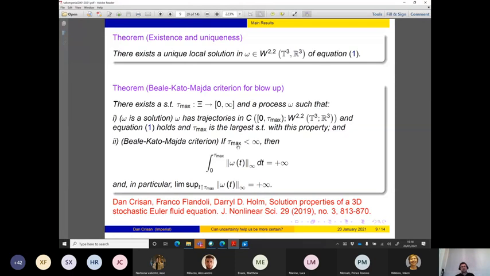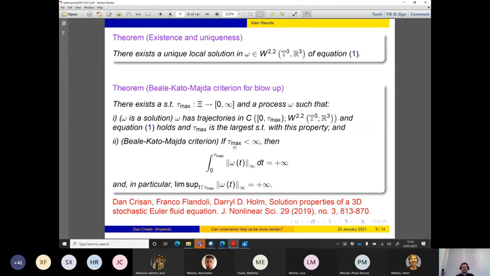And it's not surprising, because essentially it should satisfy, it should inherit all the properties of the deterministic version. Okay, so what this says is the following.